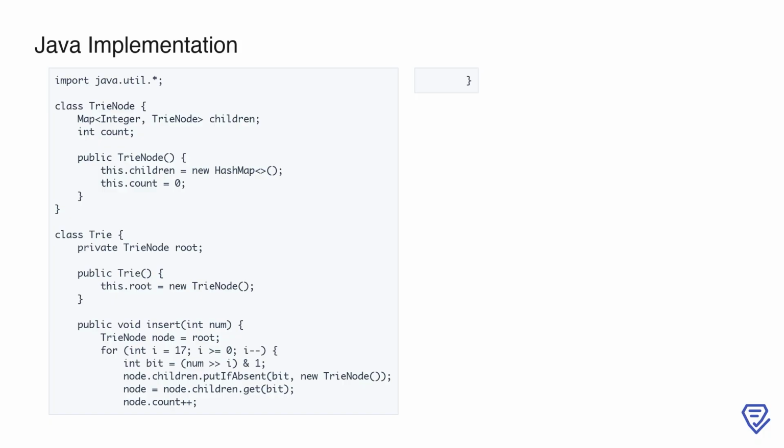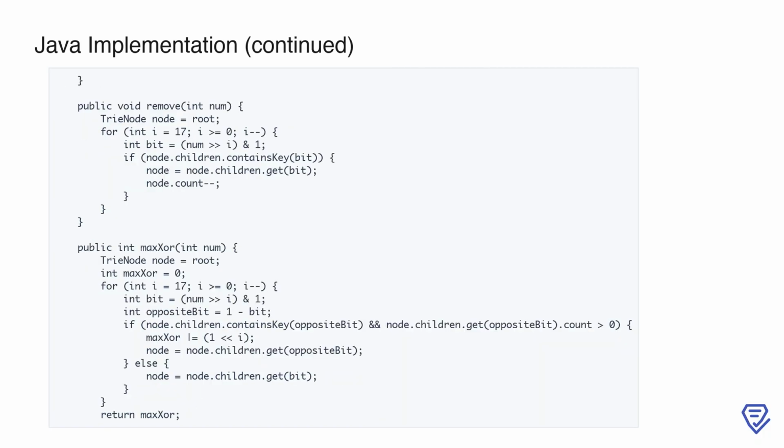Next, we define the tree class, which includes an instance of the root node. In the insert method, we add a number to the tree by iterating through its binary representation from the most significant bit to the least significant bit. For each bit, we check if the corresponding branch exists in the tree, and if it doesn't, we create a new tree node for that bit. Finally, we move to the next node and increment its count, ensuring the tree structure is updated with the new number.